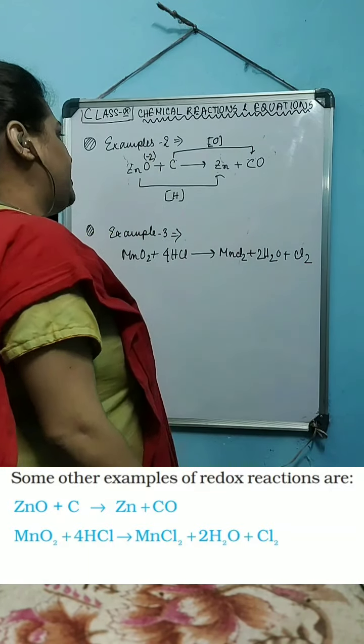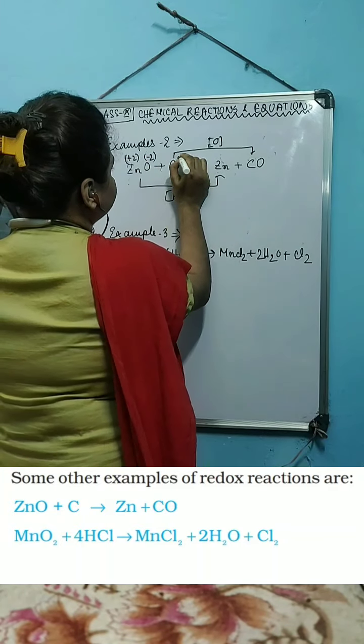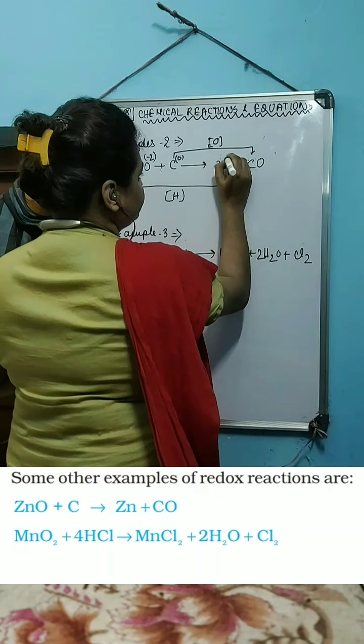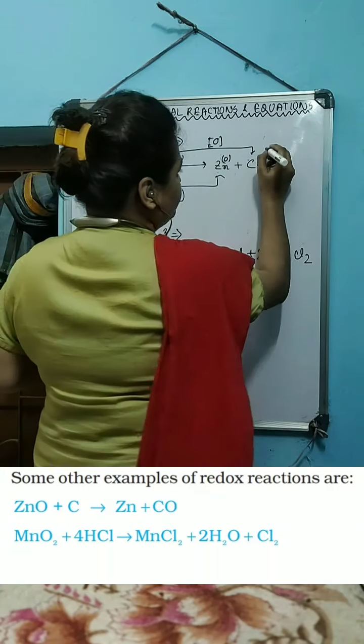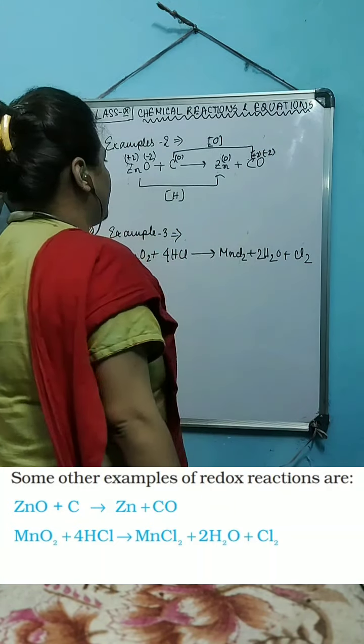Oxygen on this side is -2, so the zinc should be +2. On this side, carbon is neutral, so the oxidation state should be 0. Zinc is also neutral, with an oxidation state of 0. In carbon monoxide, oxygen is -2, so the carbon is +2 in charge.